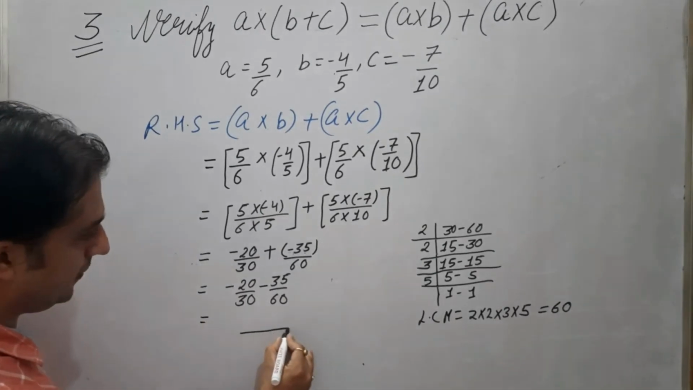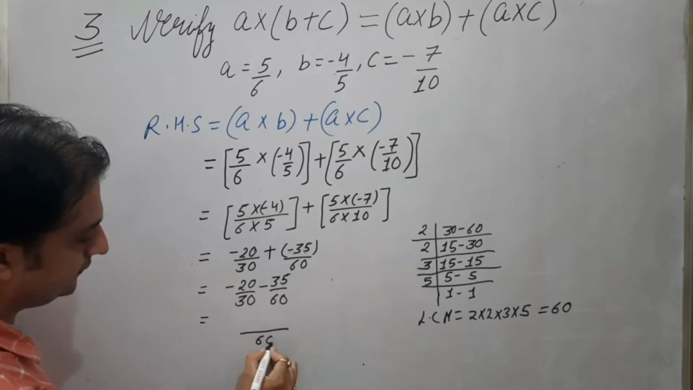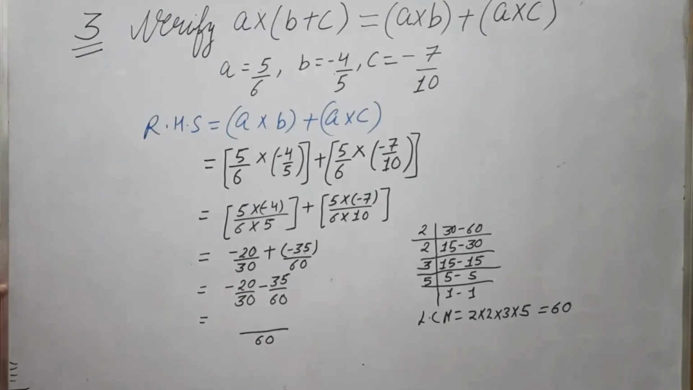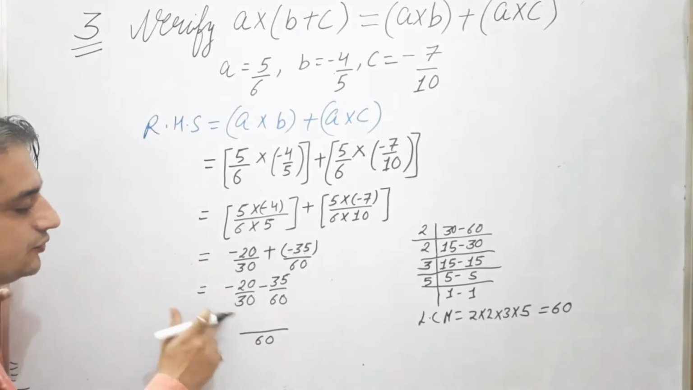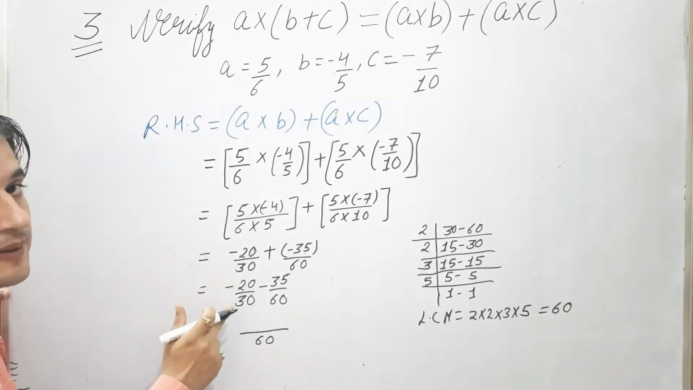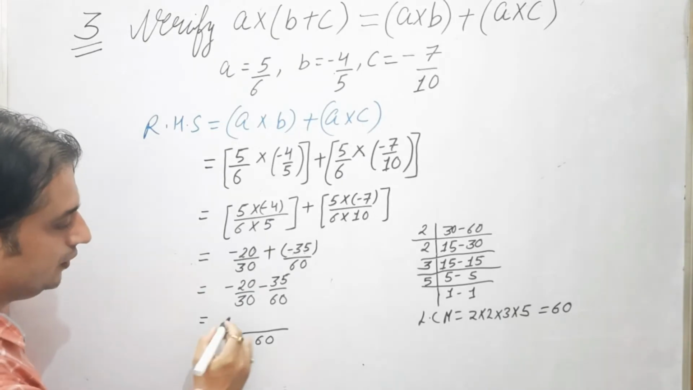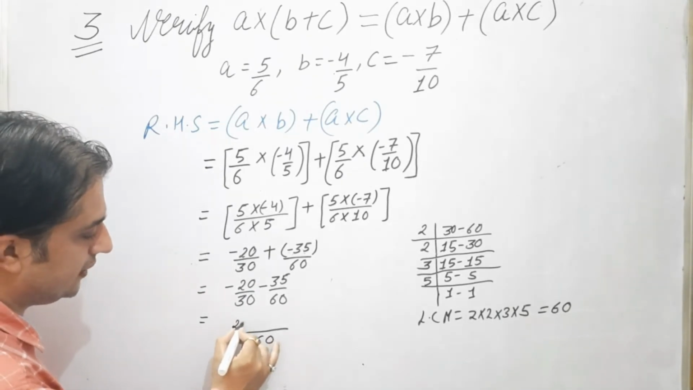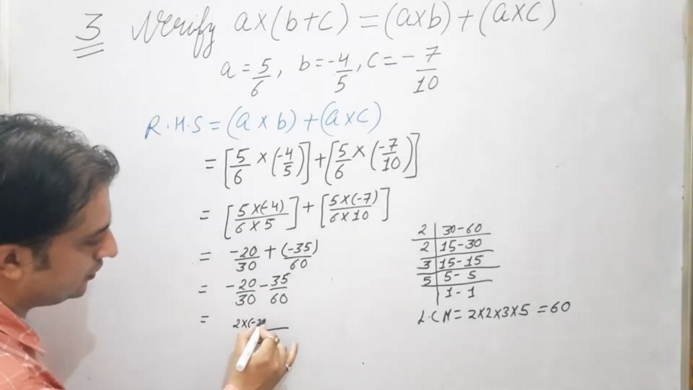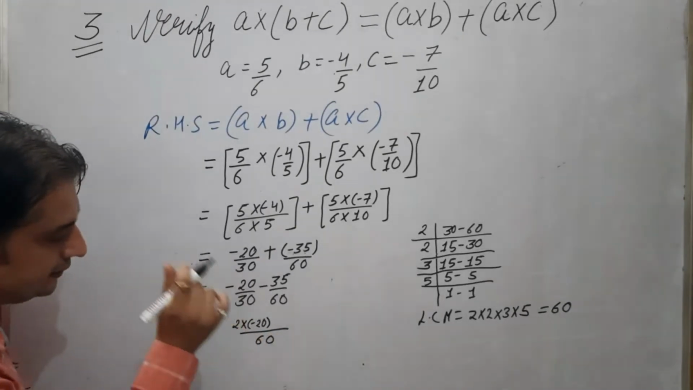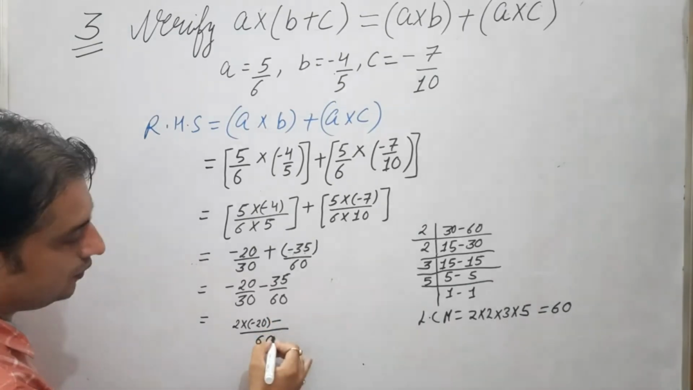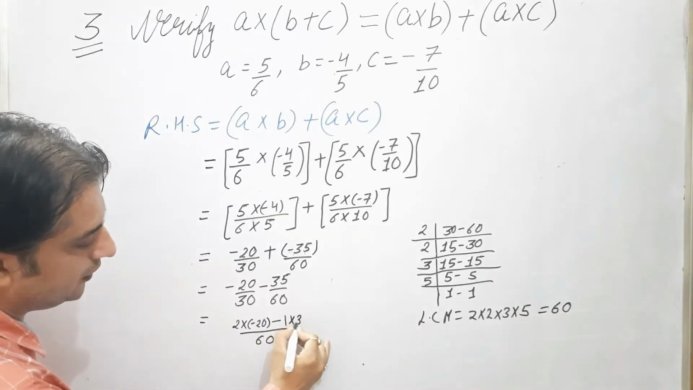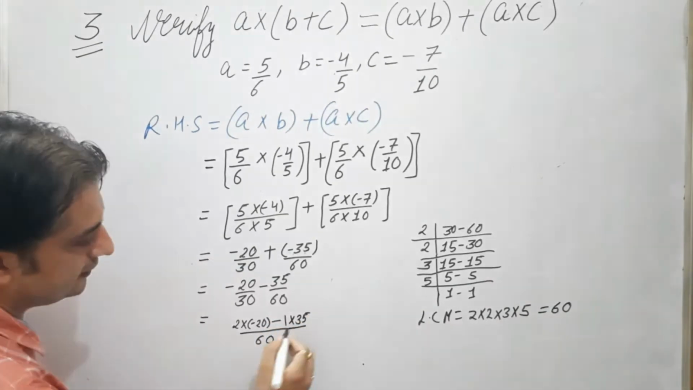Write the common denominator, that is 60. Right? Divide this 60 with 30. 30 2s are 60. So 2 is the quotient, which is to be multiplied with minus 20. So 2 multiply minus 20. 2 is the quotient of 60 and 30. Minus 60 divided by 60, 1. 1 multiply the numerator of the second rational number, 35 that is.